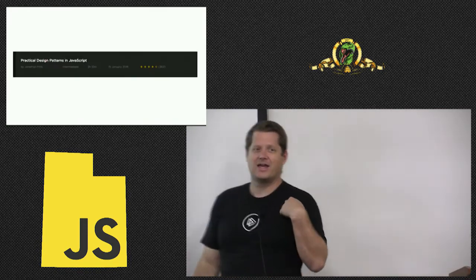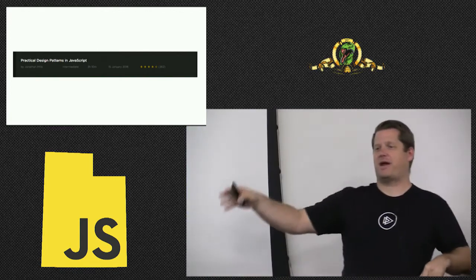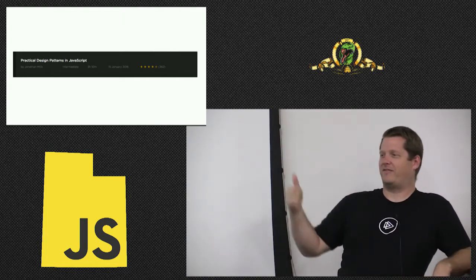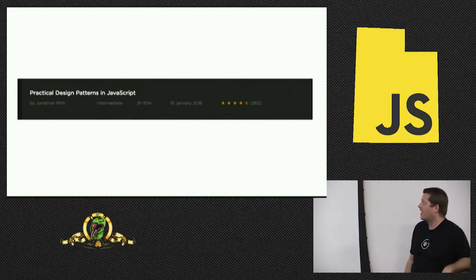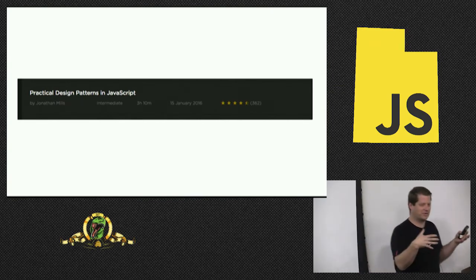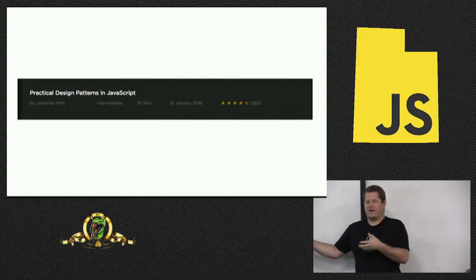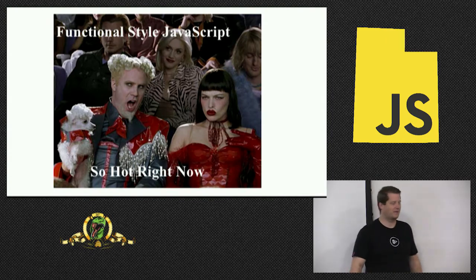But I have a Pluralsight course out there that is literally the Gang of Four design patterns for JavaScript. I'm an OO guy. I was a Java developer. I was a .NET developer. I started doing JavaScript, and so I'm real in the nuts and bolts of the object stuff. But you can't be in JavaScript and not be talking about functional.